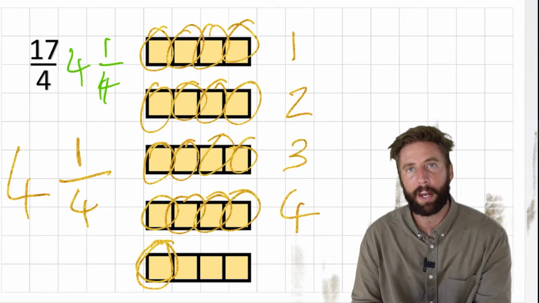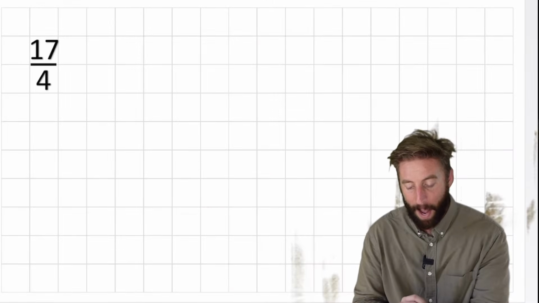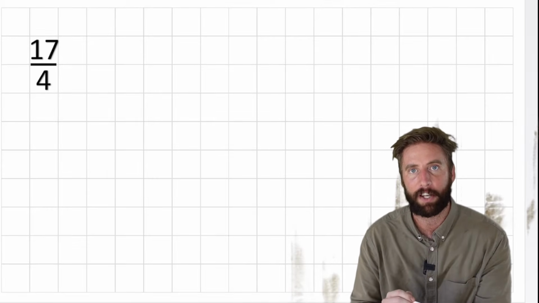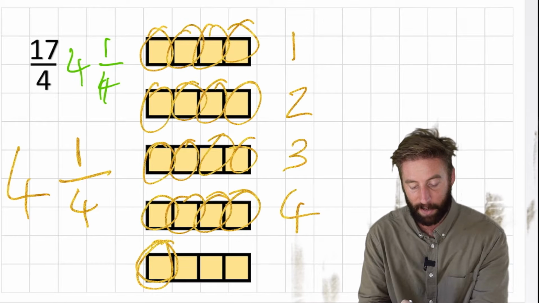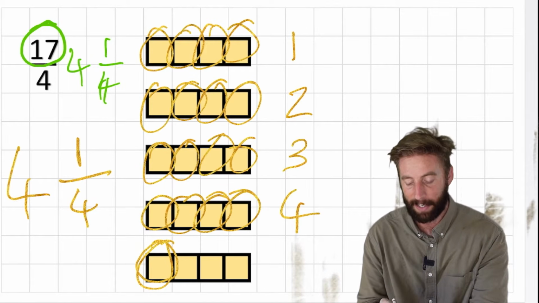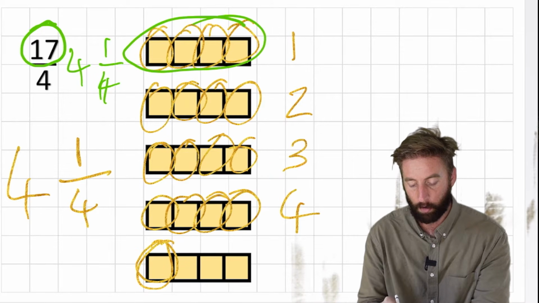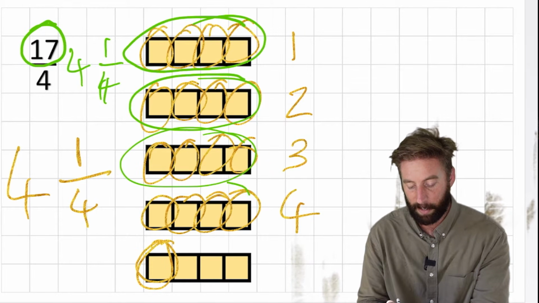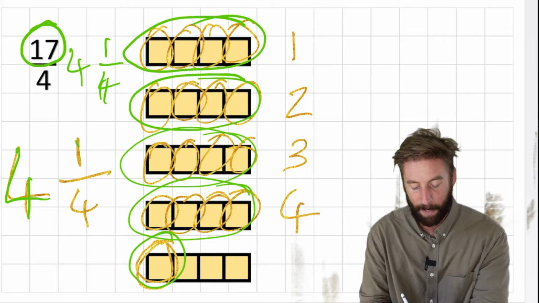But we don't want to do that every time. We don't want to have to draw out these bar models, so we need a better way. And that better way is going to be division, okay? So what we actually have just done here is we divided our 17, our whole 17, by 4. We worked out how many 4s are in 17. We had 1 group, 2, 3, 4, with 1 left over. So we had 4, remainder 1. That's where we got our 4 whole, remainder 1.